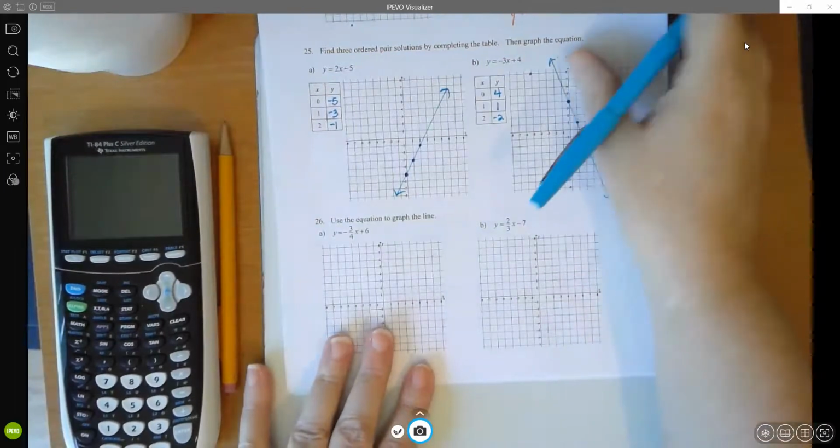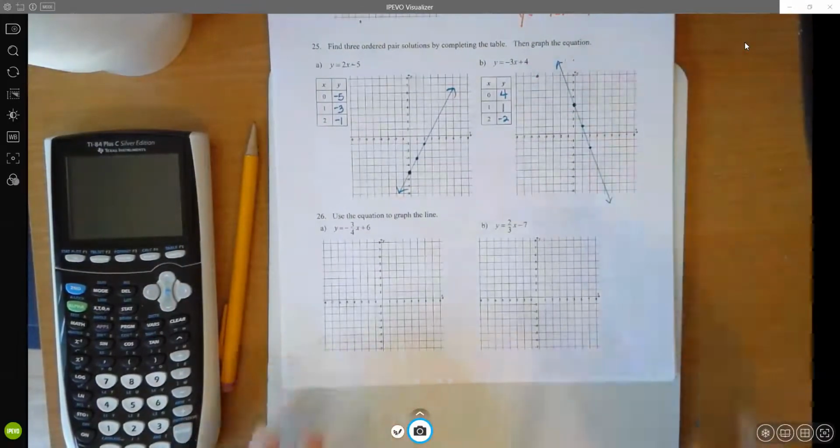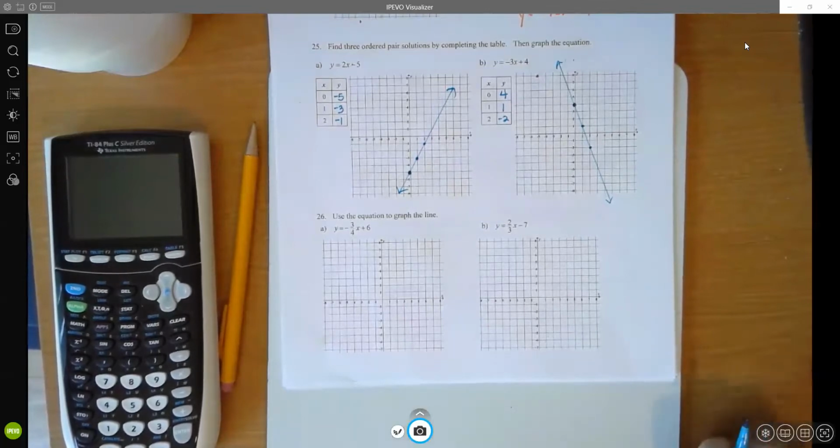Now, the next one says use the equations to graph the line. And notice that these are solved for y. These are the two that we should use the y-intercept and the slope to graph the lines. In that case, what that means is that we should be able to look at this and tell where it crosses the y-axis.